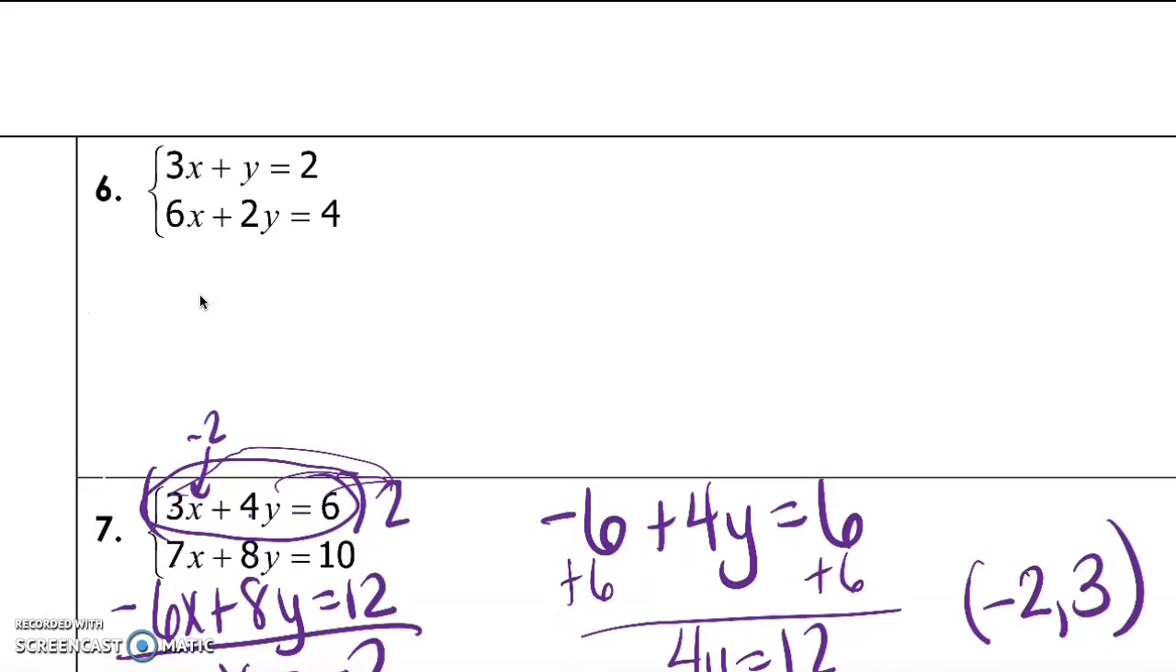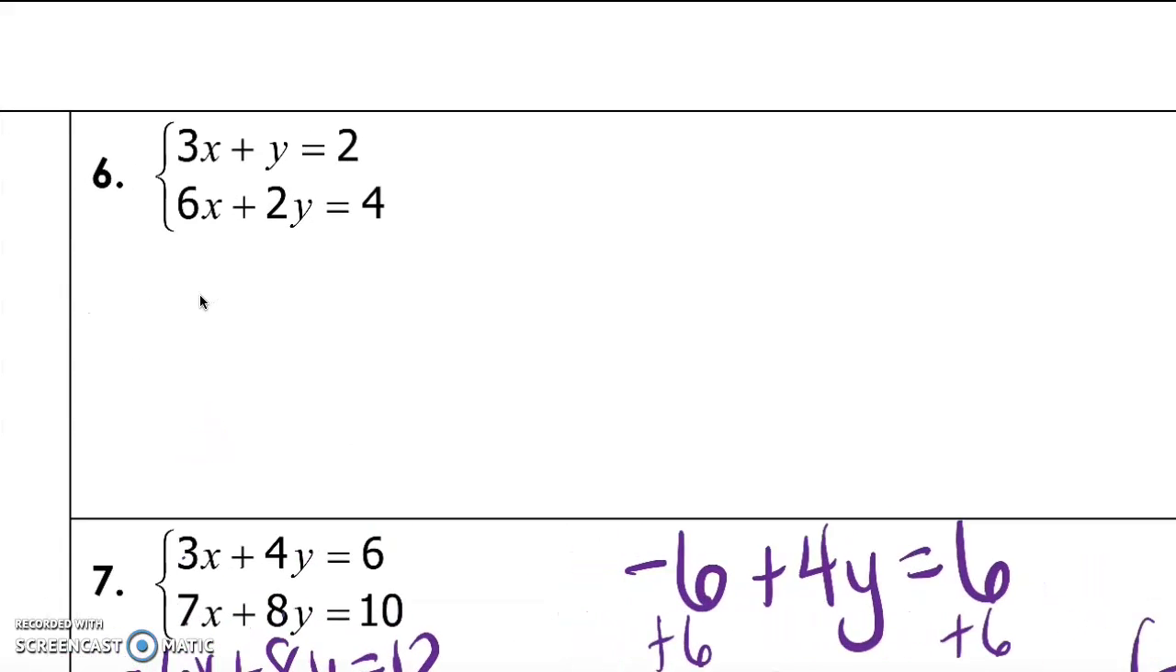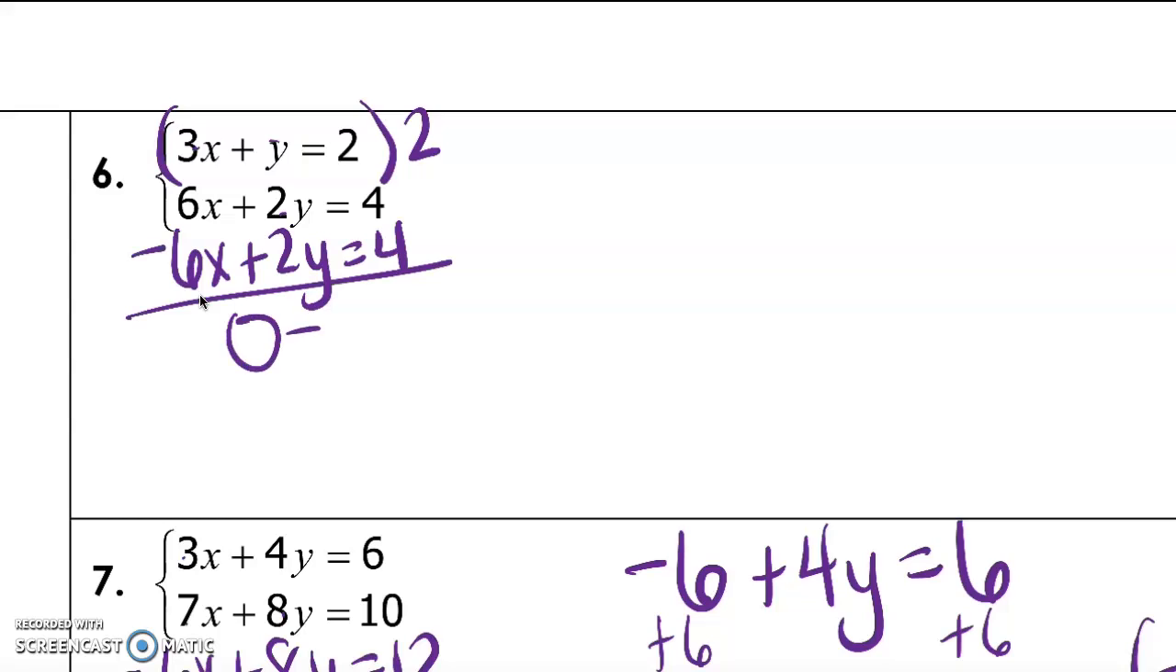Number 6. When I look, I see I can make the 3 into a 6, or I can make the 1 into the 2. It doesn't matter. So I'm going to multiply the top by 2. That gives me 6x plus 2y is equal to 4. So that might make you a little nervous, but all we need to do is subtract, and we see that we get 0 equals 0. So remember, if your variables cancel out and you're left with a true statement, you have infinitely many solutions for number 6.